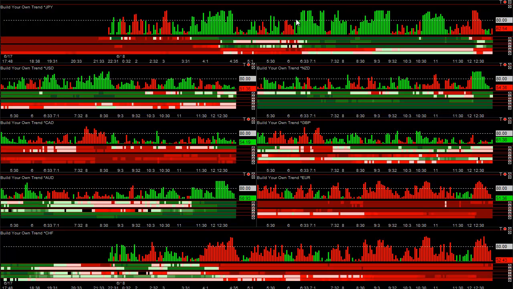The top histogram shows how strong or weak the currency is. Anything at and above the dotted white line in green is super strong, and anything red is super weak. This is made up of 5 of our best statistical tools.